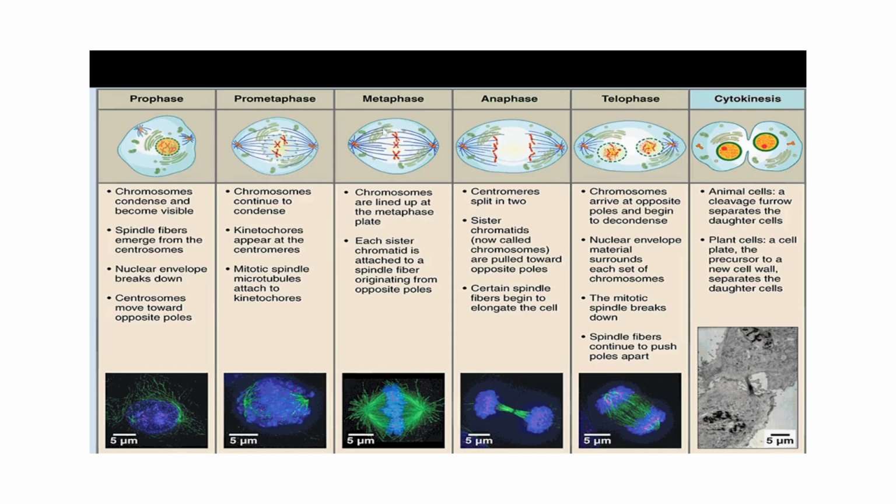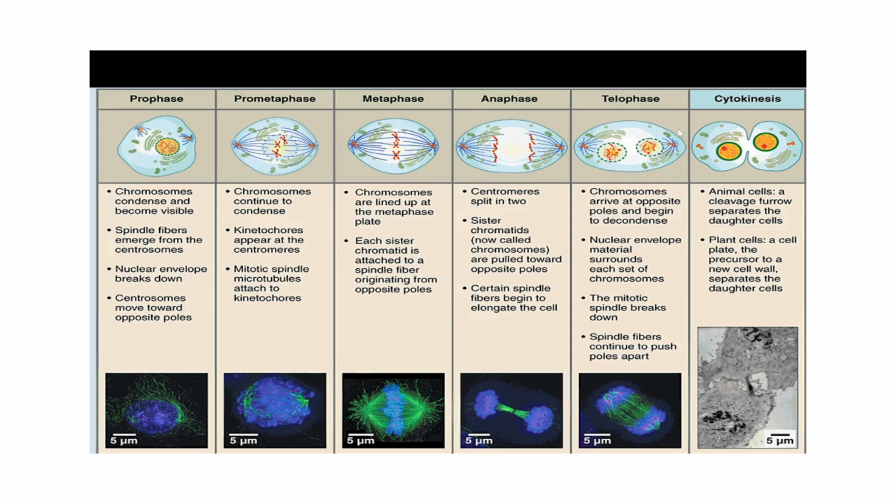Next phase is metaphase. In metaphase you can see all the chromosomes align at the equatorial plate. Next is anaphase. In anaphase, the centromere splits into two parts. Now the sister chromatids separate away from each other. Now the spindle fibers start moving toward the poles.